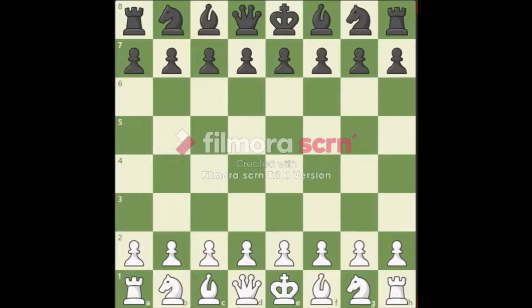Now that you have learned how to label a square on a chessboard, it's time to learn the actual chess moves on the chessboard. Each piece has its own letter. The king's letter is capital K.